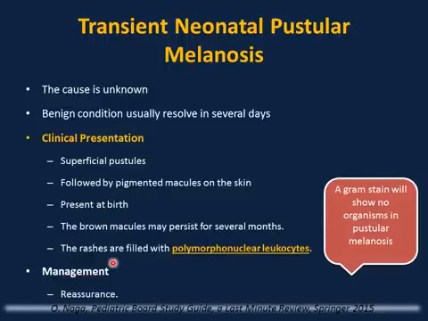These pustules, or this cloudy material, is polymorphonuclear leukocytes without organisms. So if you do a Gram stain, it will show no organisms, just leukocytes or white blood cells. In cases of erythema toxicum, remember it is eosinophils. In cases of transient neonatal pustular melanosis, it is filled with polymorphonuclear leukocytes. The management is reassurance, no cream, no antibiotic, just teach the parents about the course of the illness.